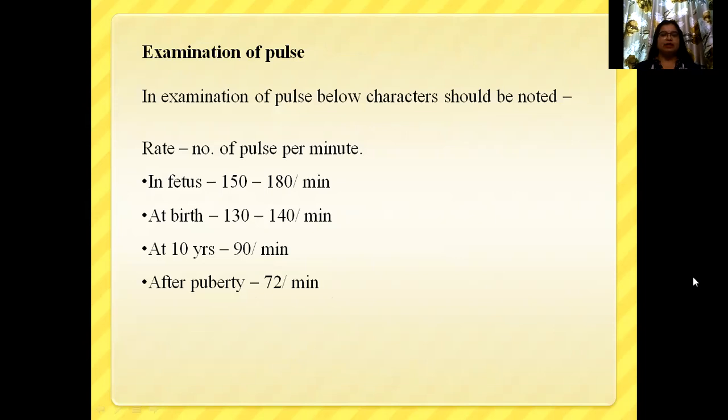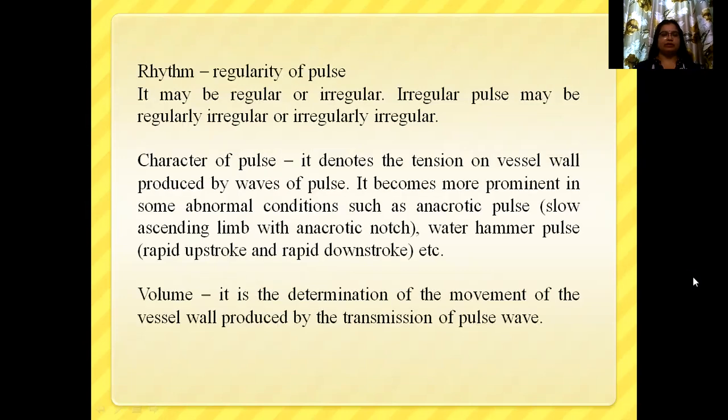Examination of pulse. In examination of pulse, the following characters should be noted. First is rate. Rate means number of pulse per minute. In fetus, it is 150 to 180 per minute. At birth, 130 to 140 per minute. At 10 years, 90 per minute. And after puberty, 72 per minute.